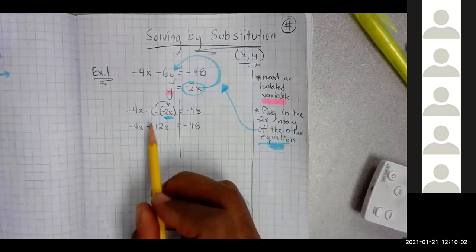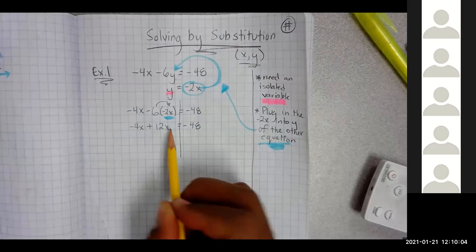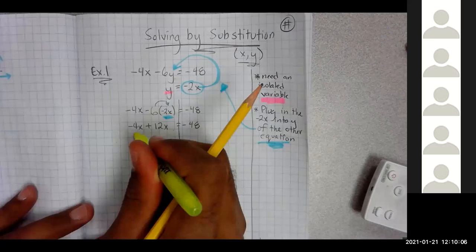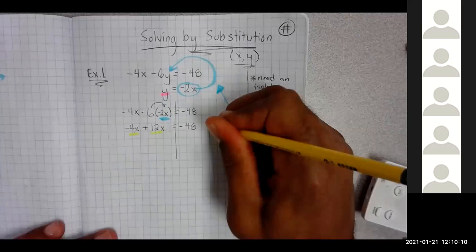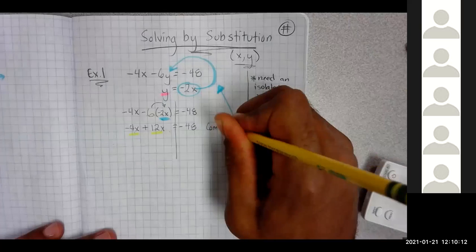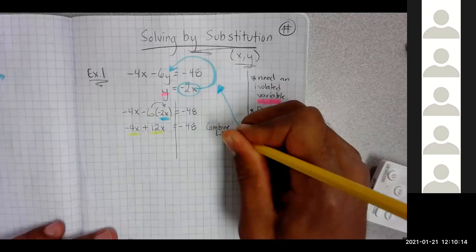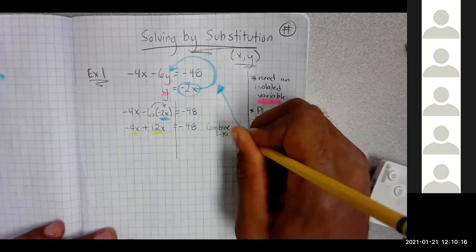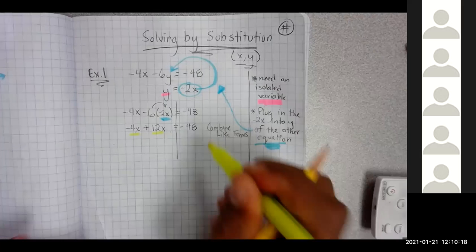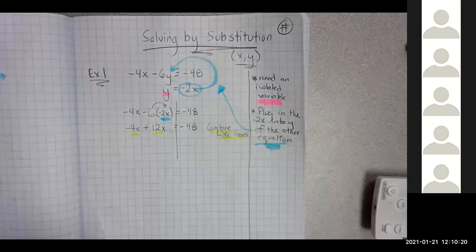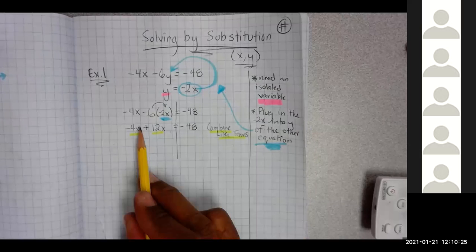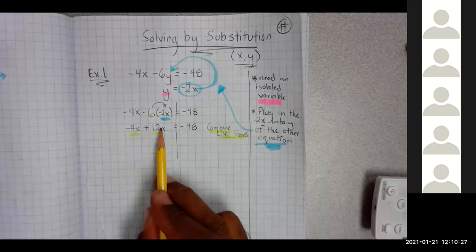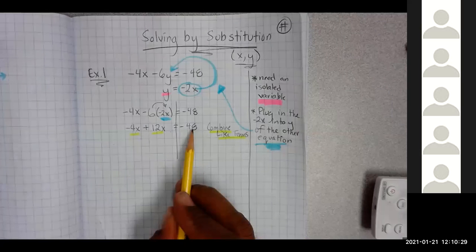Okay, now I have two like terms. Just like I talked about yesterday, those are like terms, so I'm going to combine them. And remember, Adam, you asked me about this yesterday: what about this number on the side? I'm only combining these two because they both have x. That's not a like term. That's a constant. In other words, it doesn't have a variable.